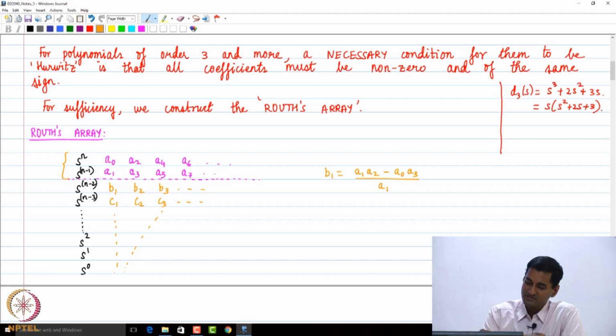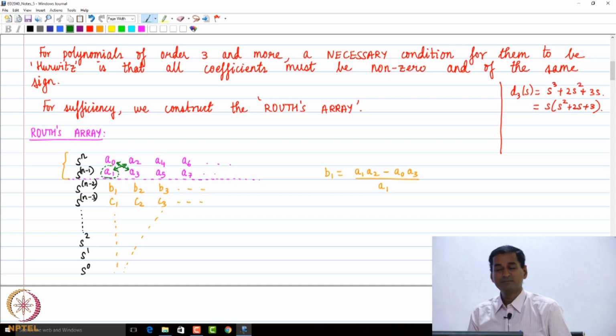Let me demonstrate. I multiply a1 and a2 and subtract from that the product of a0 and a3, and divide by a1. That's how we get b1. Similarly, for b2, I multiply a1 with a4, subtract a0 with a5, and divide by a1.